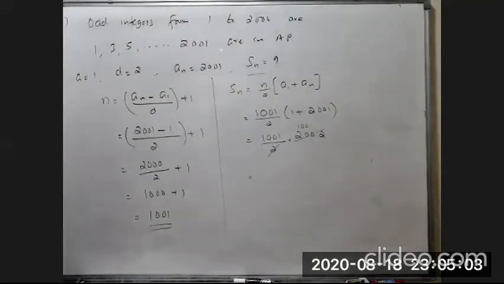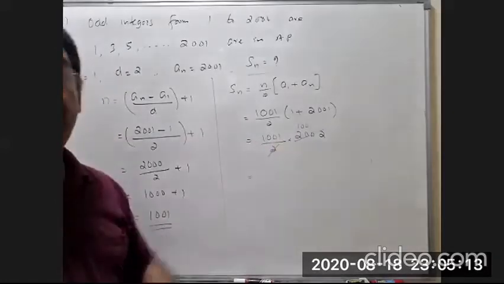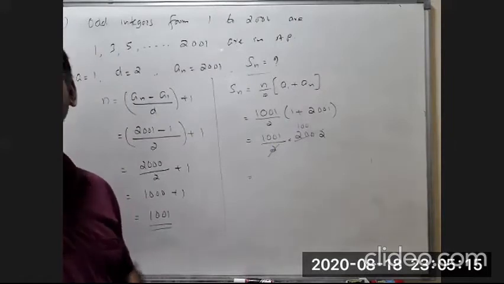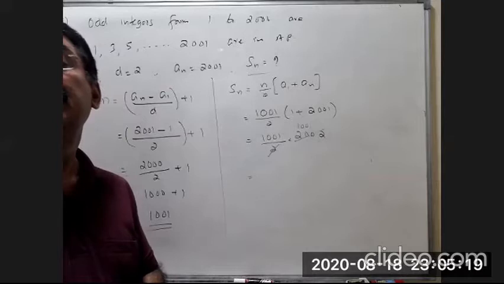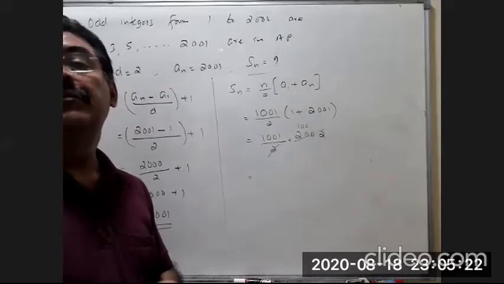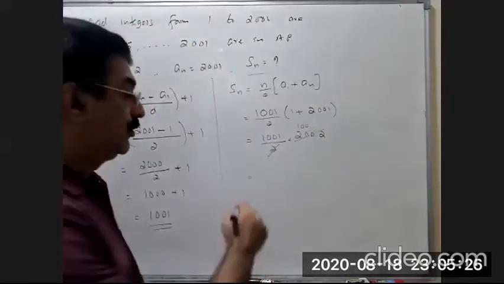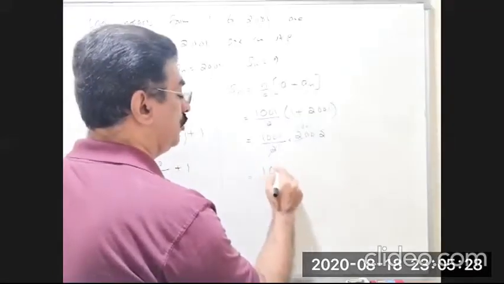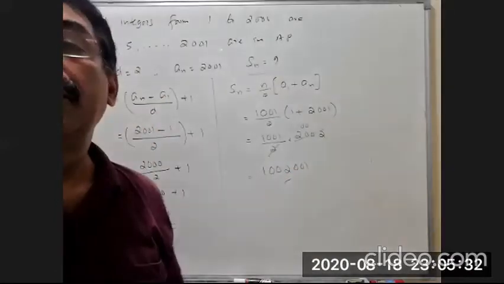Multiply. Multiplication of 1001 and 1001 gives 1002001. That's it. Correct.